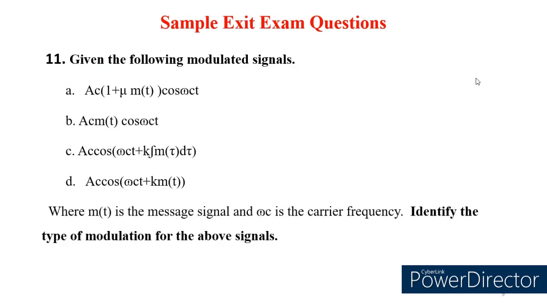Question number 11. Given the following modulated signals A up to D, where m(t) is the message signal, omega C is the carrier signal, and AC is the amplitude of the carrier signal. The question is, identify the type of modulation for the above signals. What does A represent, and B, C, and D?